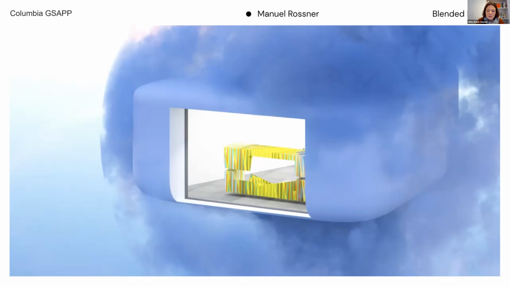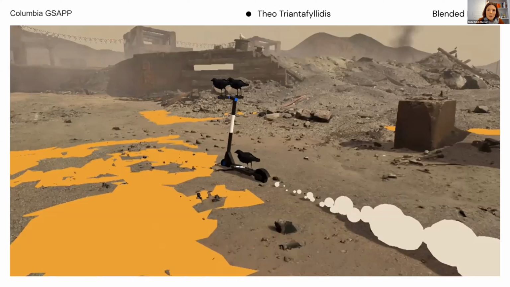And one of the people that he's hosting is Theo Triantafylis. And I think a lot of people, which is interesting and why I'm also showing, were architecture students at some point and then kind of went into different routes. But they kind of use these skills for their artwork.